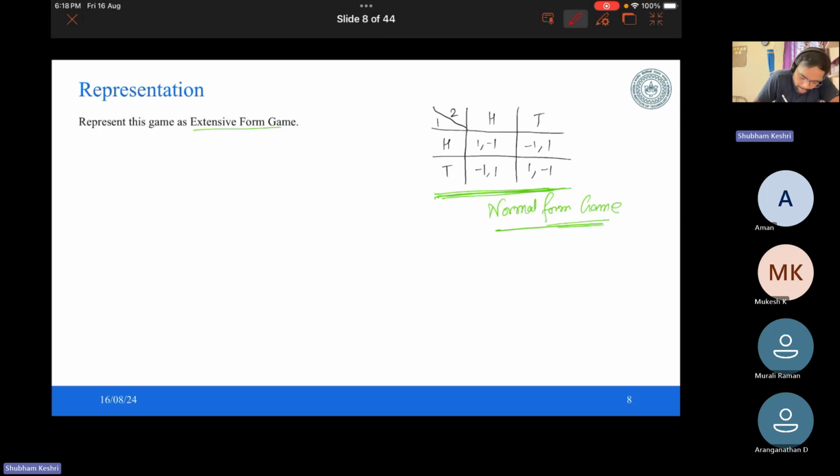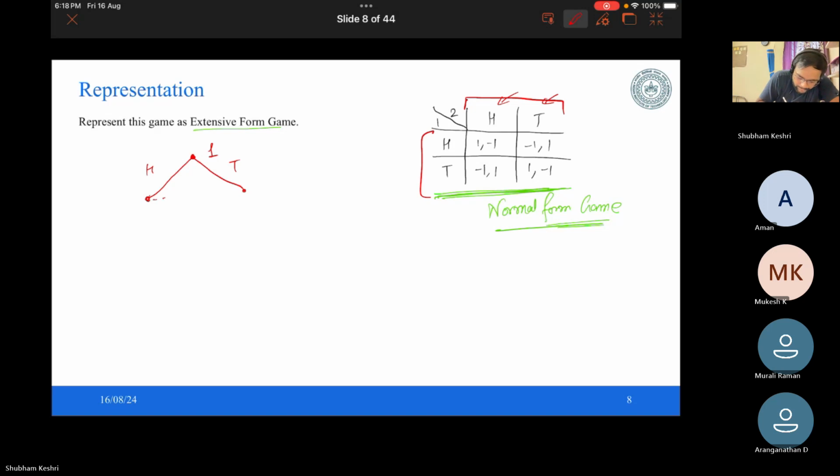So you see, you can define nodes. Obviously player 1 has two actions, heads and tails. Now player 2, and this is a simultaneous game, so player 2 is not the second player to play. So this is how we represent a normal form game as an extensive form game.